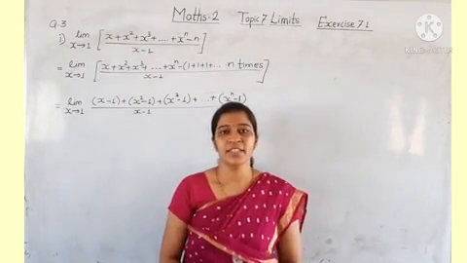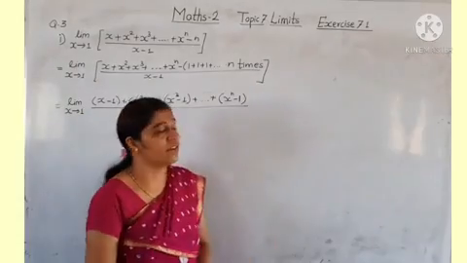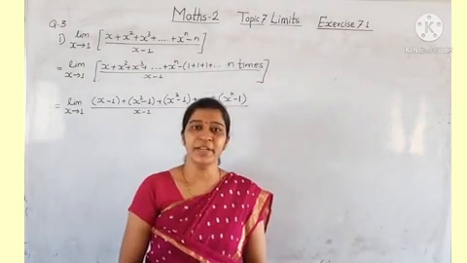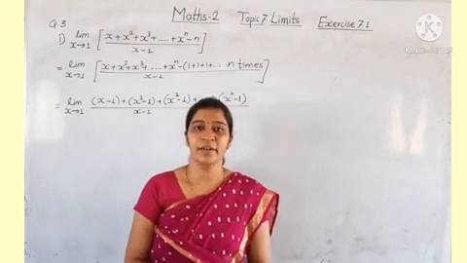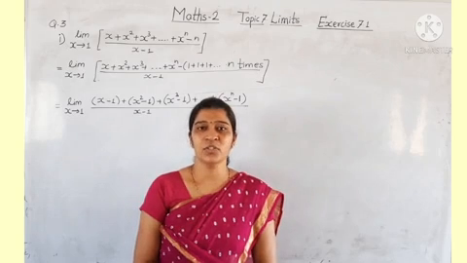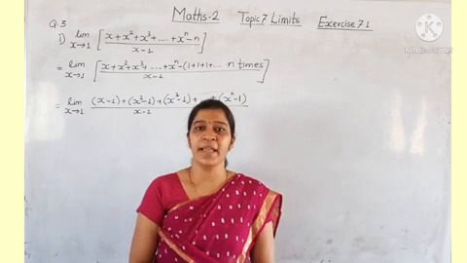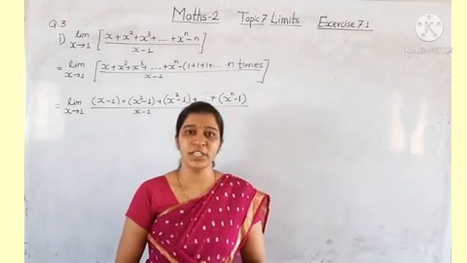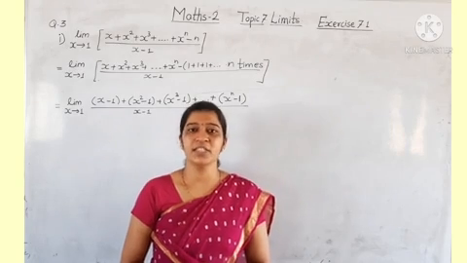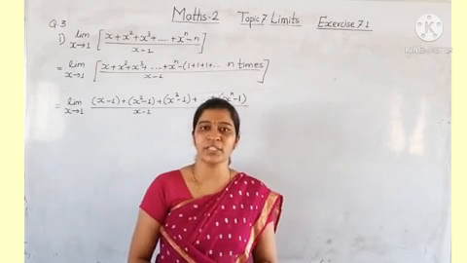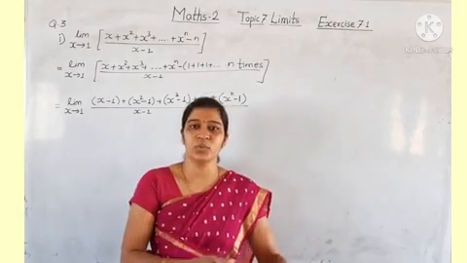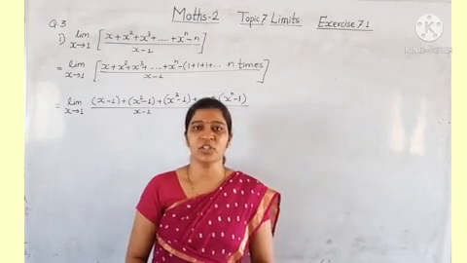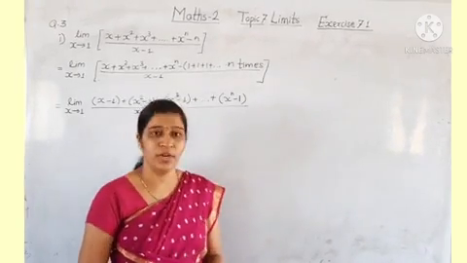Students, in the last lecture we had started topic number 7, limits. Already we had discussed what is meant by limit, what the different types are, left hand limit and right hand limit. Also we had seen what is meant by existence of limit. We had also seen the formula limit x tends to a, x raised to n minus a raised to n upon x minus a is equal to n into a raised to n minus 1. And we had seen question 1 and question 2 of exercise 7.1.